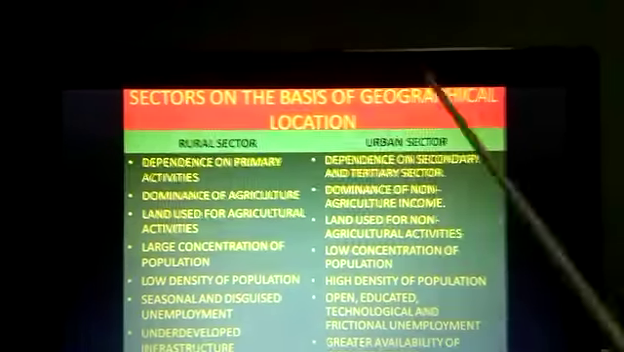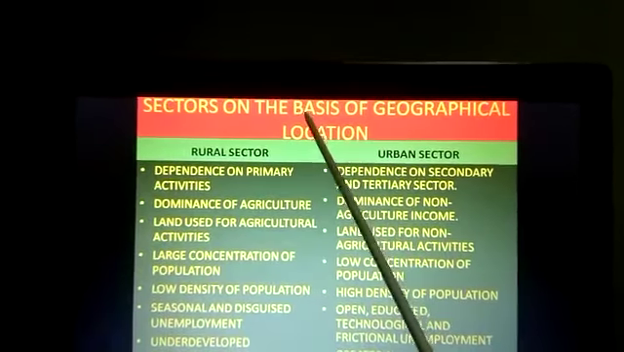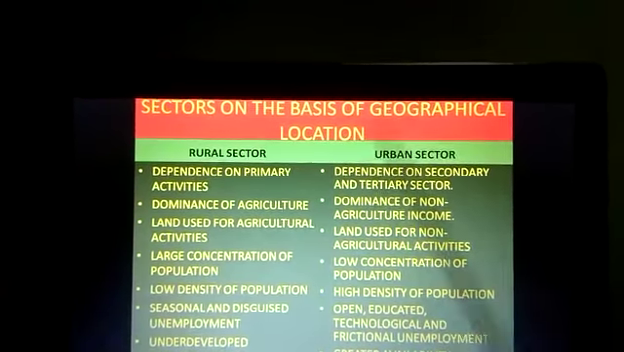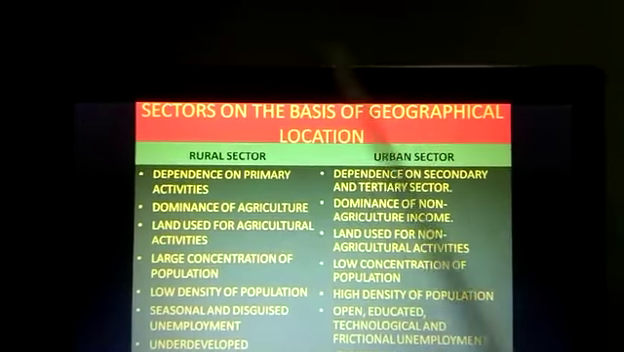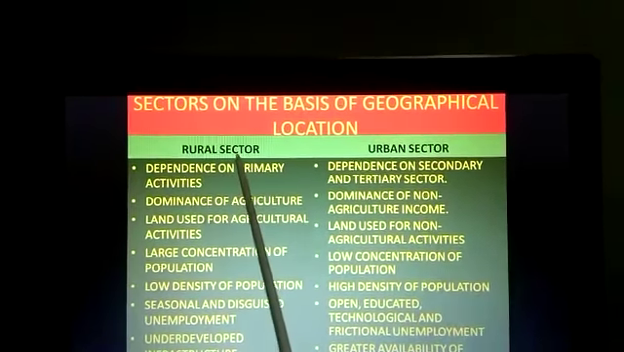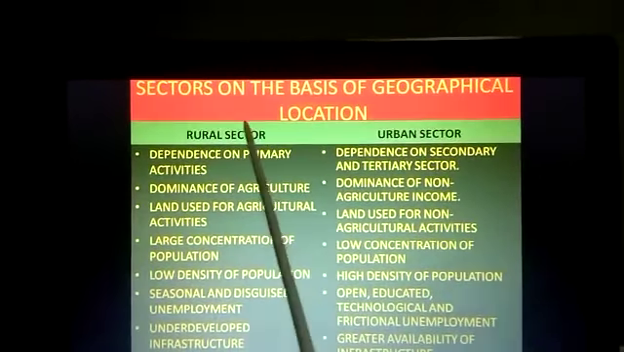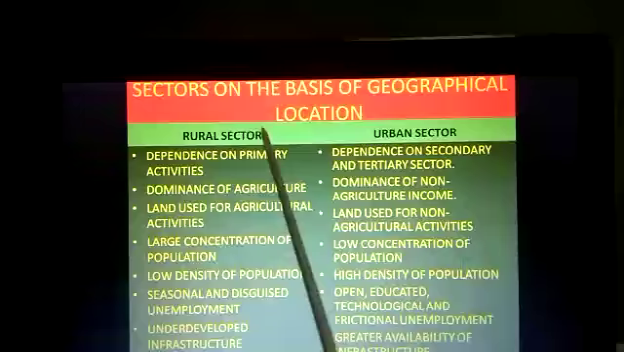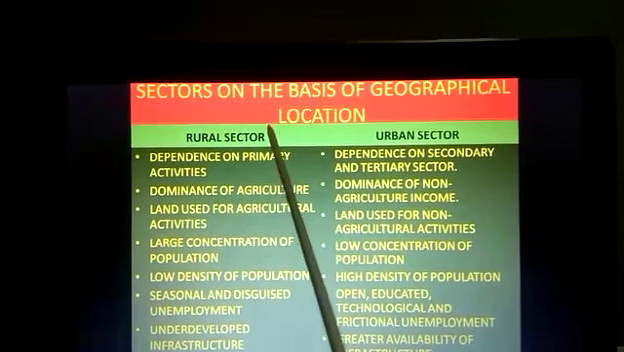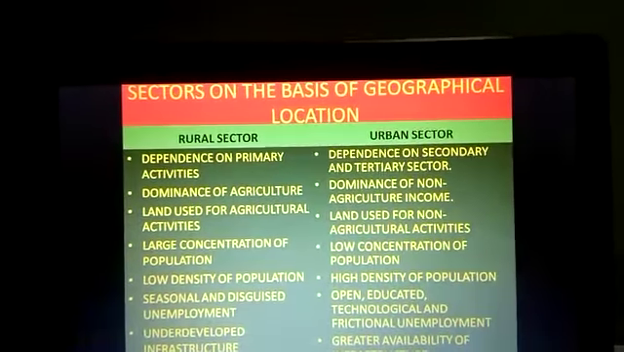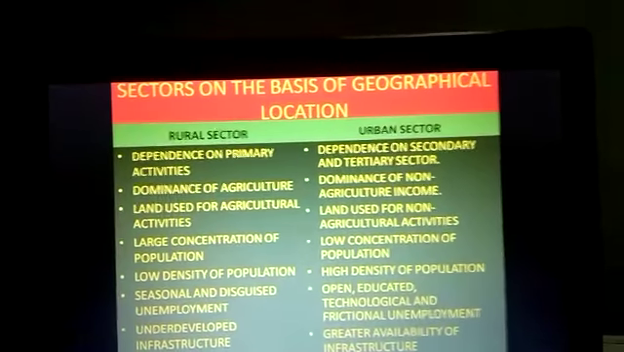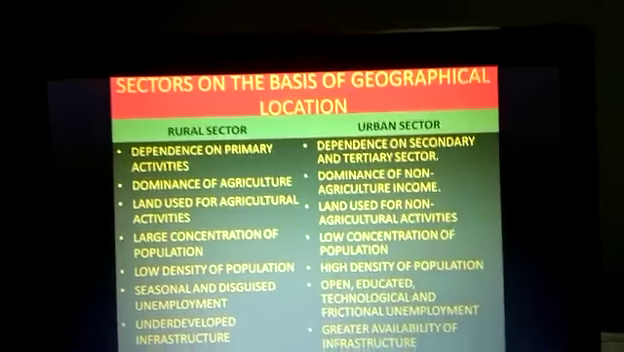The third basis of differentiation is on the basis of geographical location. That means where it is located. On that basis, there are two sectors. One is the rural sector and the other one is the urban sector. The rural means the one in the undeveloped areas, the villages. Urban means the one in the developed areas, that is the towns and the cities.